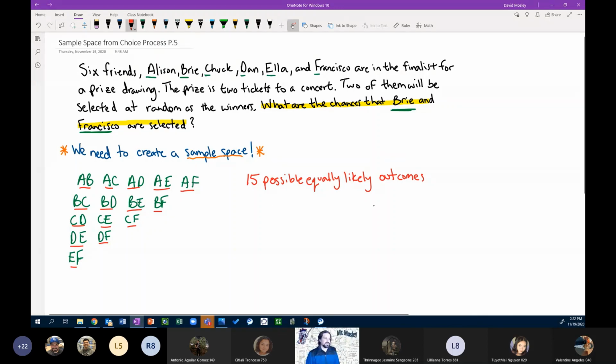All right, so we have 15 possible equally likely outcomes. I want B and F, Bree and Francisco. That is this one. This is the only outcome that represents those 2 people being chosen. So there is a probability of 1 out of 15. So the chances that Bree and Francisco are selected is 1 out of 15.